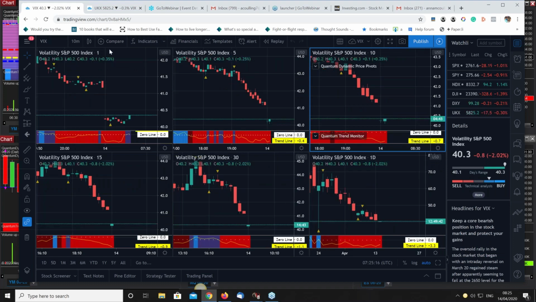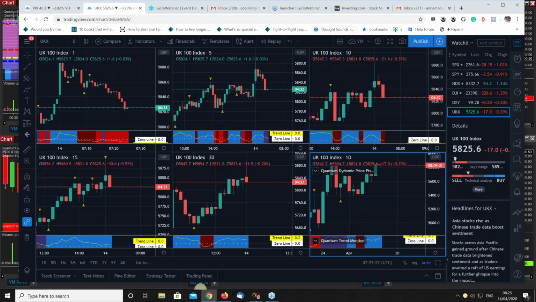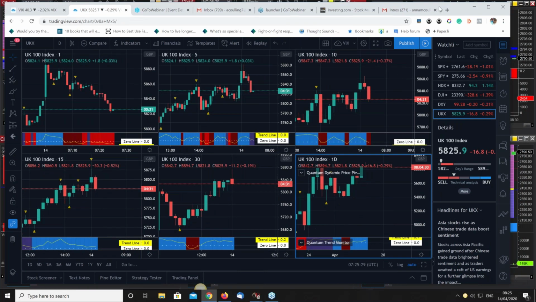Just see what's going on in the VIX. VIX actually opens gap down, which is interesting. But we'll see what that's doing. That's in congestion here at the moment. It's not doing a great deal. So that's the UK 100 and the VIX. Just keep an eye on that.